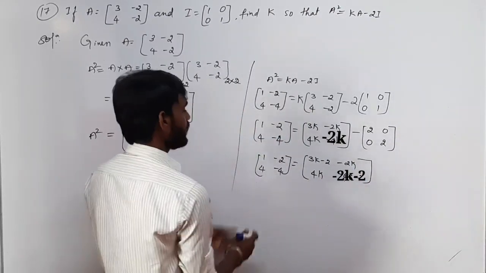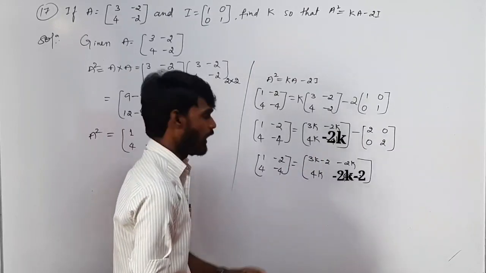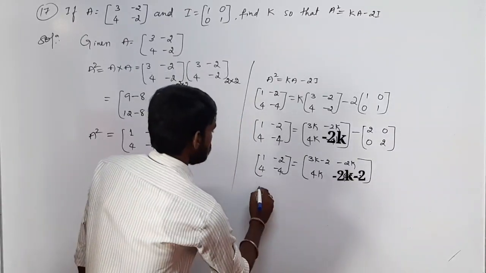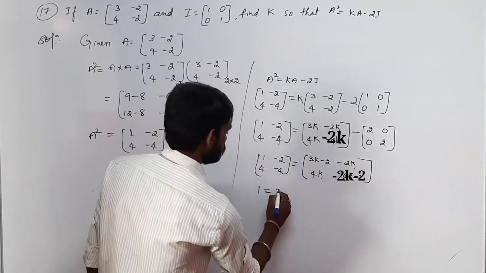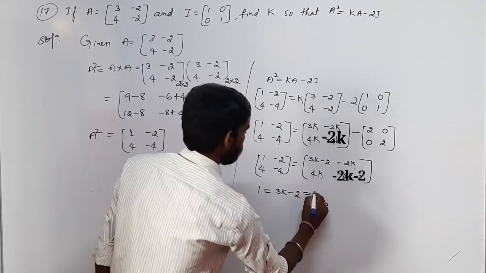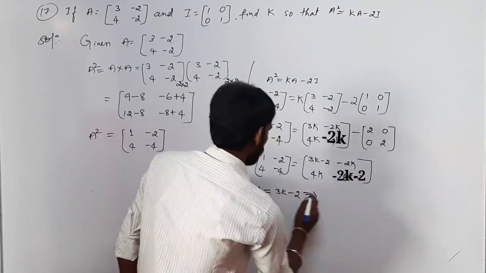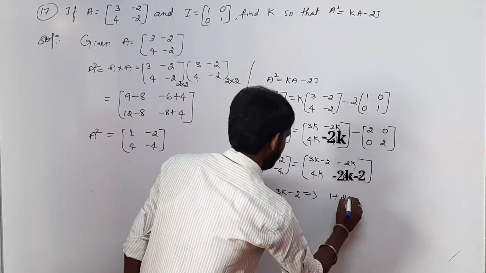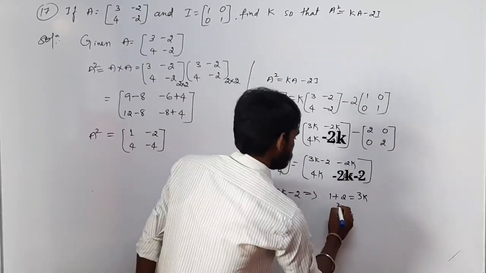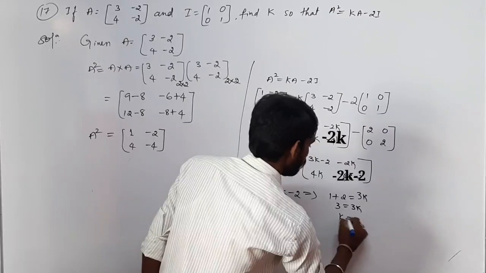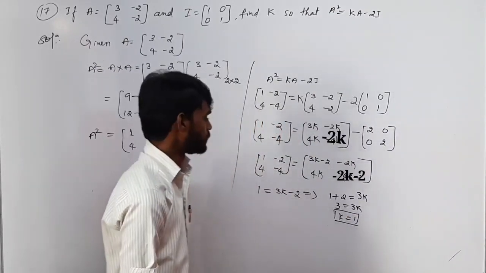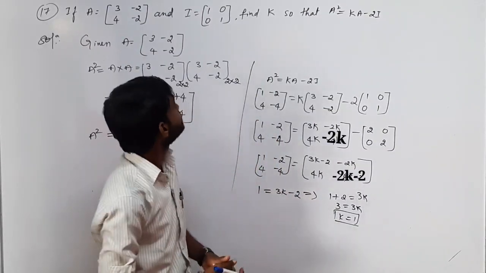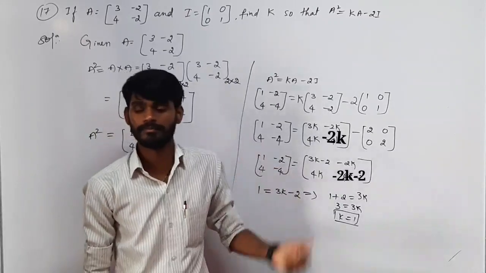Right. So now we can take any one equation. Already we know that these two matrices are equal. Now we can take 1 is equal to 3k minus 2. It implies that, taking the minus 2 to the left-hand side, 1 plus 2 is equal to 3k. Then 3 is equal to 3k. k will be 1. Okay, friends. This is the solution of this problem. Okay, so next problem. Before that, please pause the video and note down.